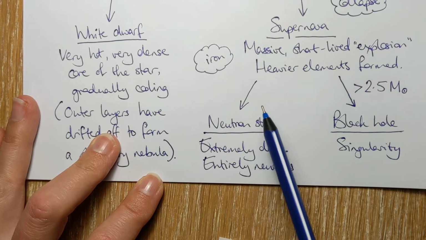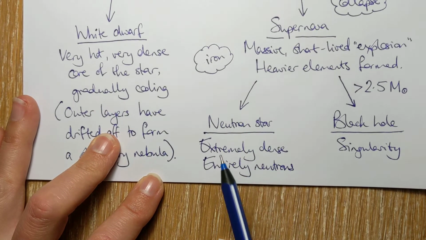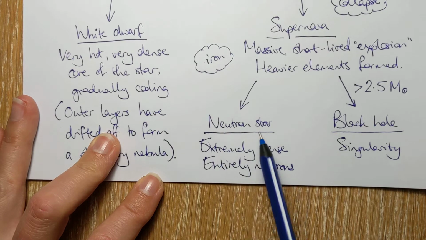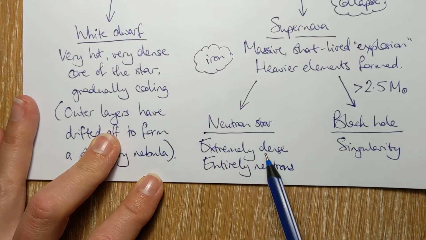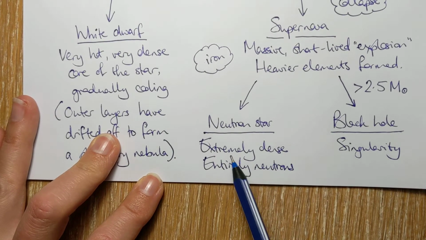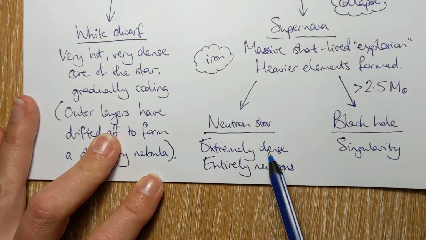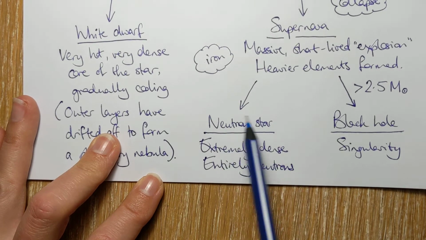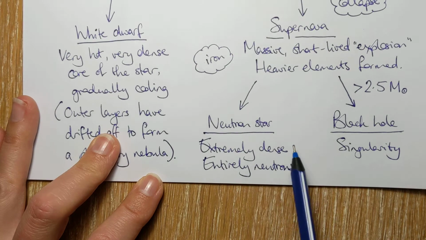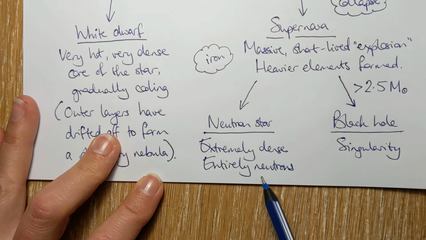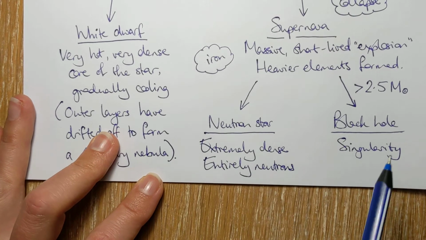But if you have less than 2.5 solar masses, then instead you're going to become a neutron star, and we're going to talk more in the next video about what's going on when that happens. And if you're a neutron star, you are now extremely dense. I meant to look it up, but look up the mass of a teaspoon of neutron star, because it's ridiculously huge. And you are in fact made entirely of neutrons.